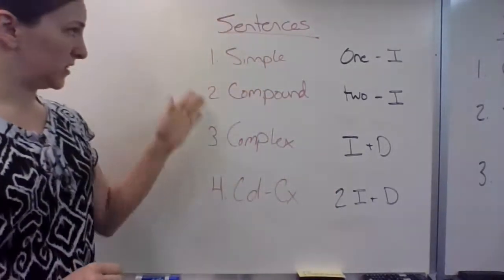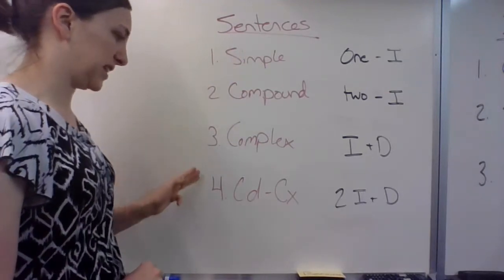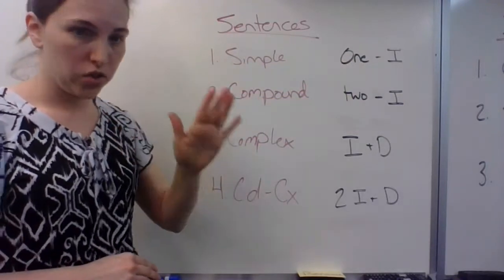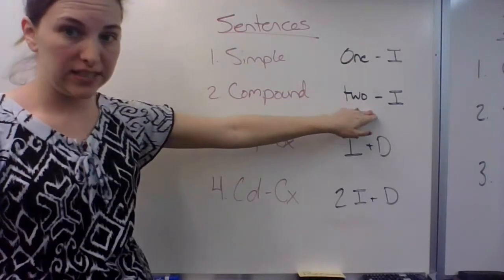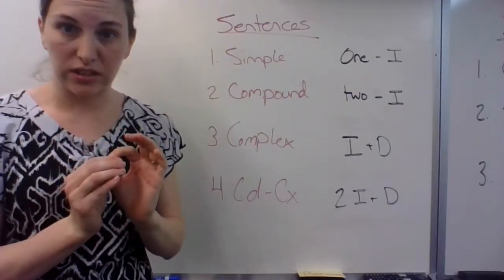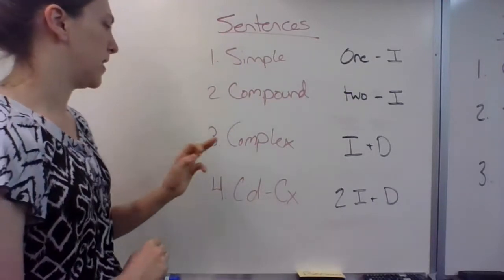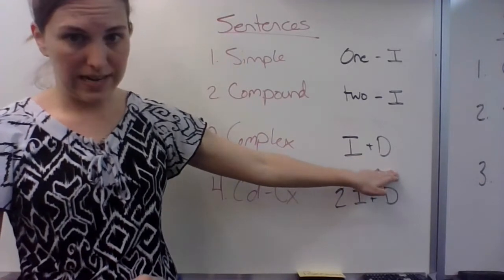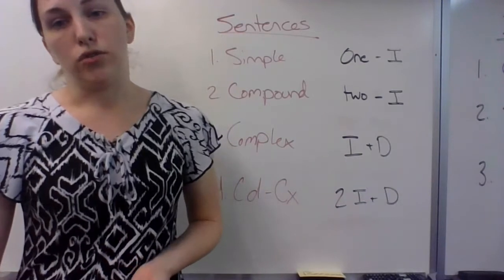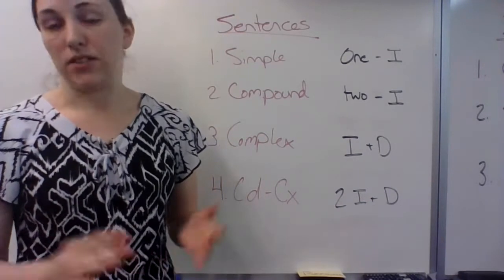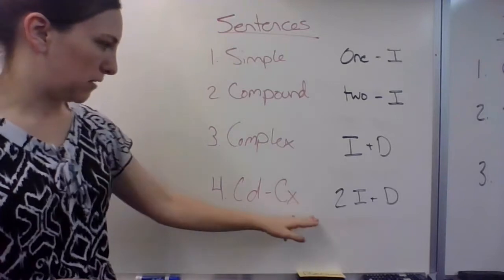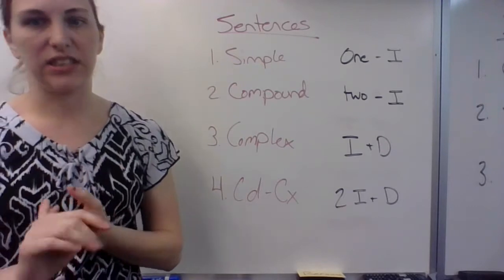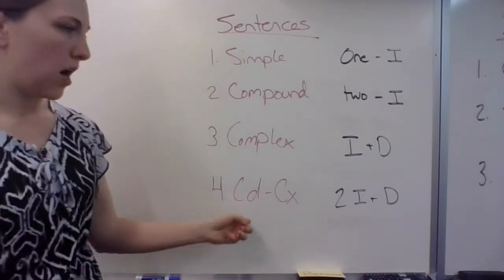Okay, sentence structures: simple, compound, complex, compound-complex. Simple, one independent clause, you're good. Compound, two sentences joined by a coordinating conjunction: and, but, for, nor, or, yet. Complex, an independent and a dependent clause. Dependent needs a subordinating conjunction: if, because, so, that, as. That's all I can think of off the top of my head. Compound-complex is a combination of these two, of course, so you would need a coordinating conjunction and a subordinating conjunction.